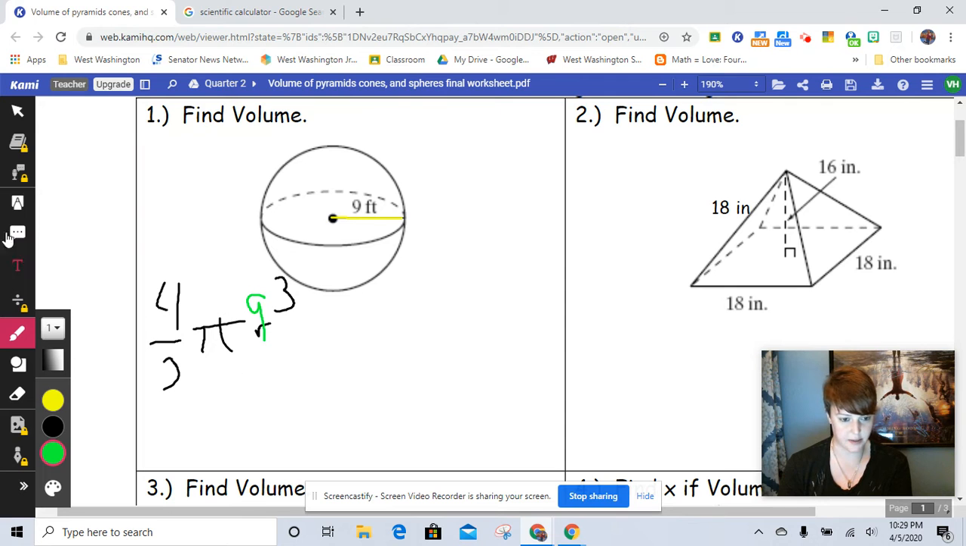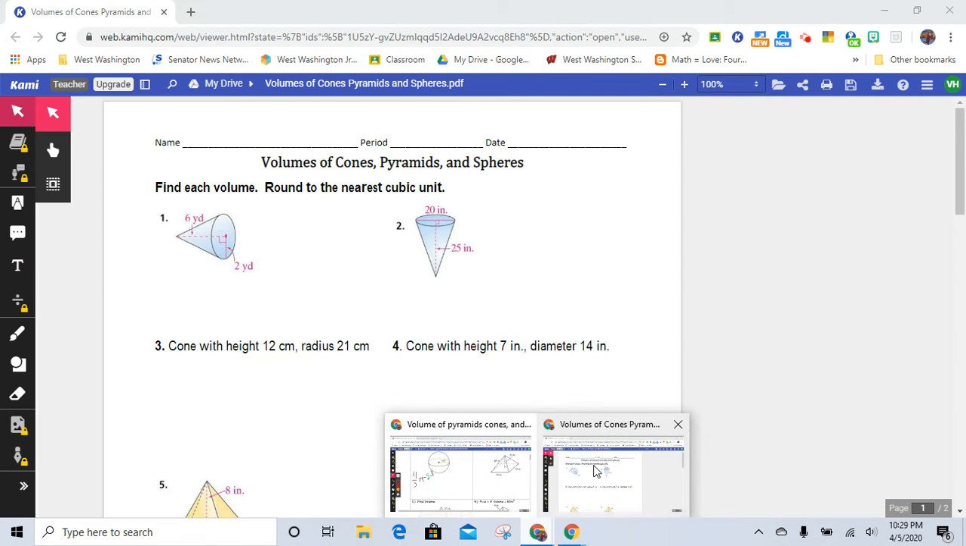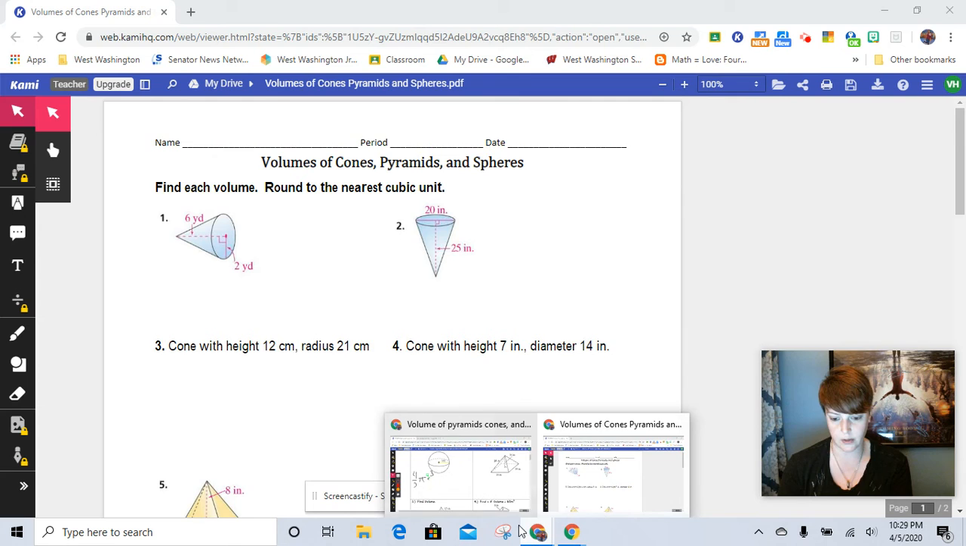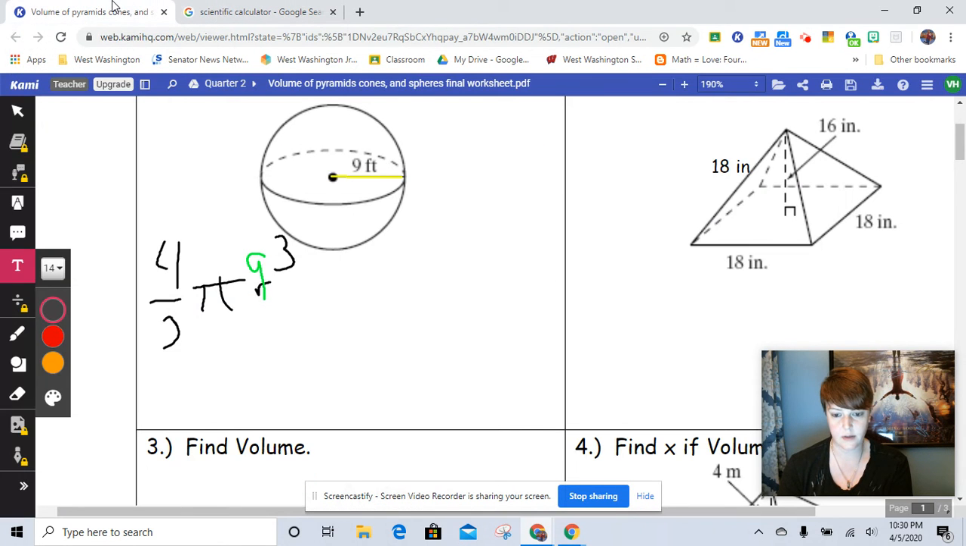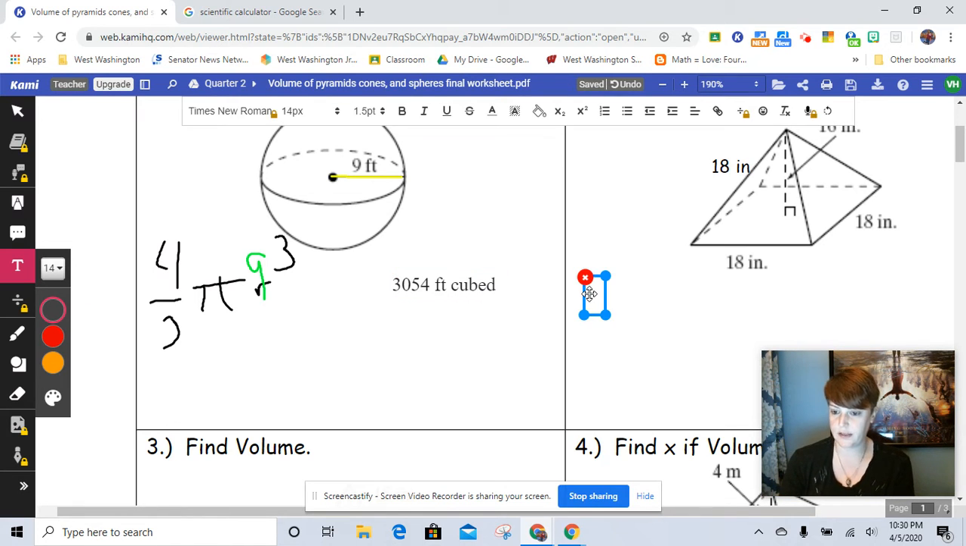And so my answer here, I'm just going to type it in. This one is not saying how many decimal places. Here we go. The nearest cubic unit. So round it to the nearest whole number. And so here, 3053.6, so 3054. Okay, and so that's that. And then we would move on to the next one.